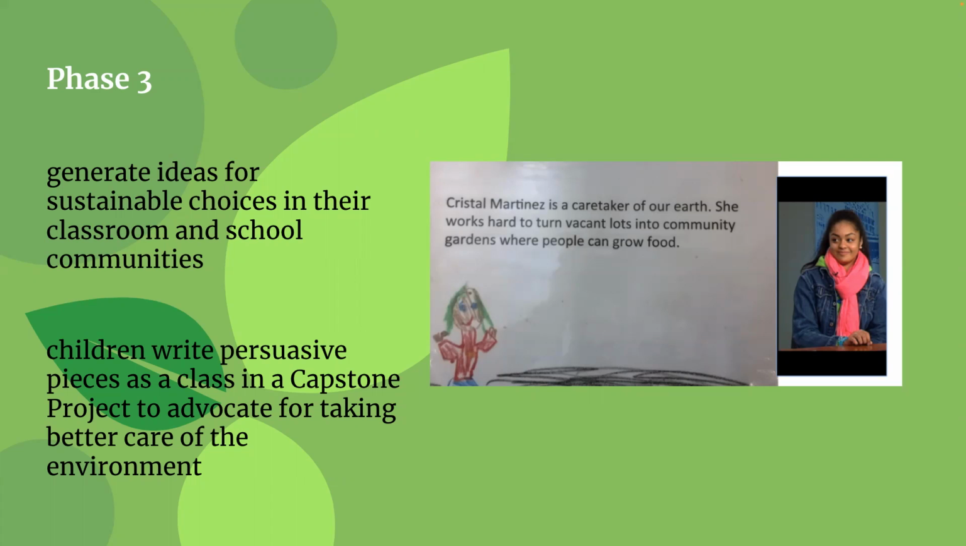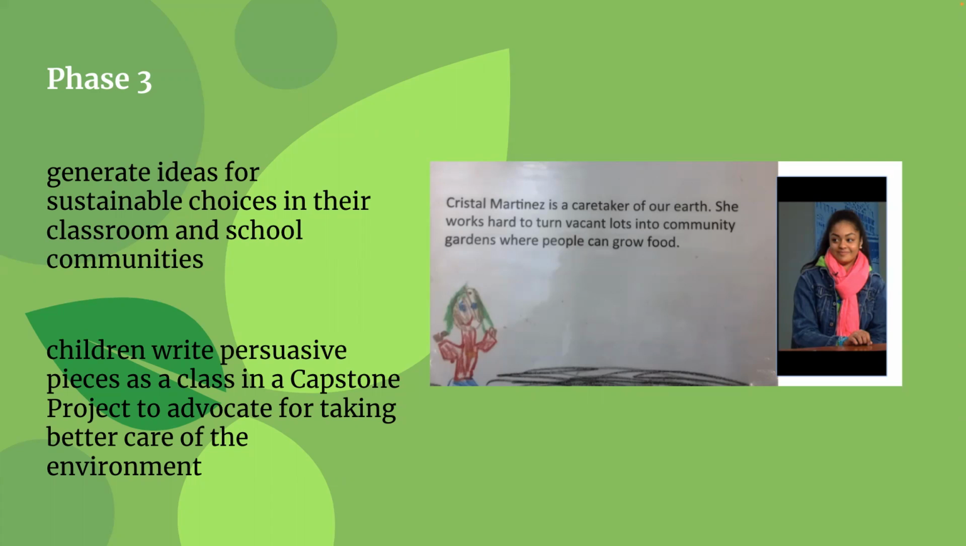We read a few of these texts during the read aloud portion. And then I encourage you to think about anyone in your classroom community, your school community, your town, who is a caretaker who you can bring into this conversation.